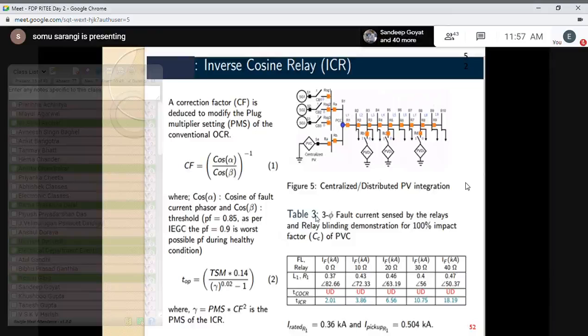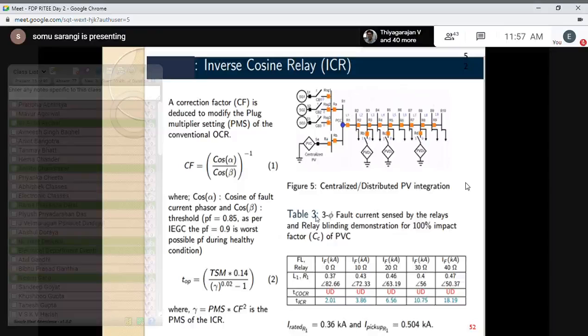So when this correction factor is multiplied, we have seen that the performance of this relay improves, and the time of operation of this relay is increasing. So with a little modification that is possible, we can identify that the relay operation has been improved.